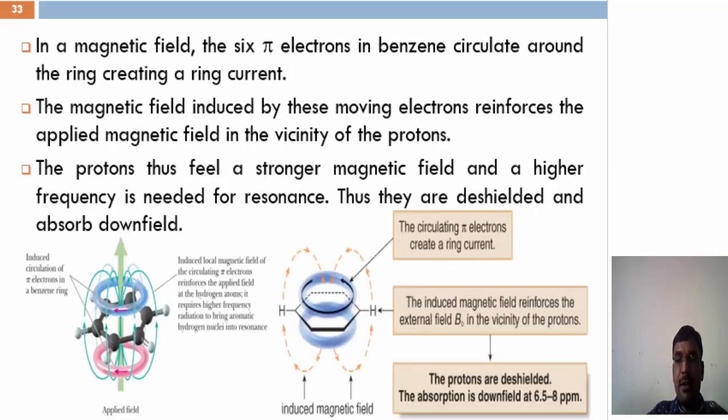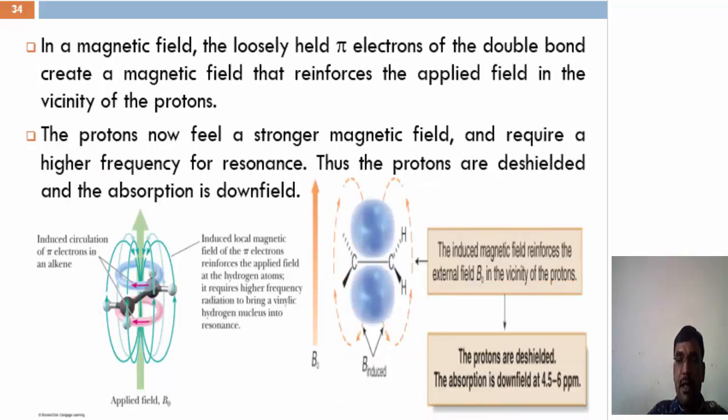Chemical shift value of benzene. Here we can see the applied magnetic field and the induced magnetic field. The circulating electrons create a ring current. The electrons present in the benzene ring can create their own ring current. The induced magnetic field reinforces the external field in the vicinity of the protons. This is the applied magnetic field. The magnetic field is the same as in acetylene, but here the forces are in opposite directions.